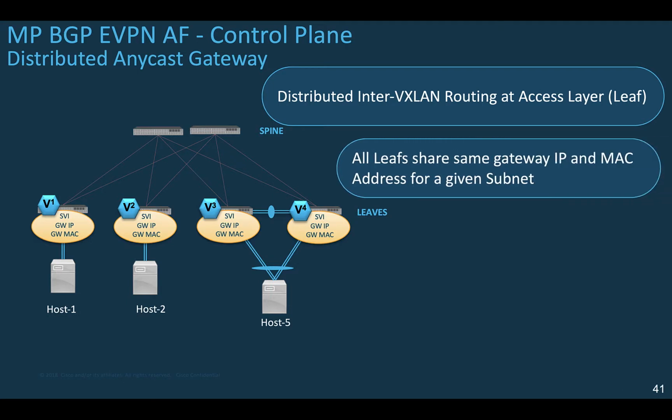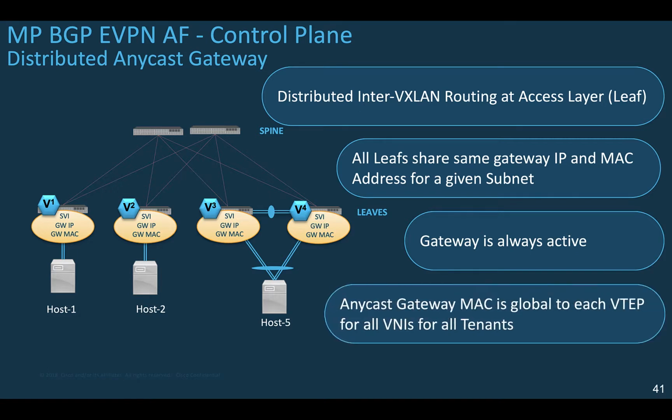All leaf nodes share the same gateway IP and MAC address for a given subnet. The DAG is always active on each first hop router, the leaf nodes. There is no redundancy protocol, no FHRP filter, no L0 exchange required for such layer 3 or routing deployment. The Unicast gateway MAC is defined globally to each VTEP for all VNIs and for all tenants. There is one single virtual MAC address shared between all VTEPs.